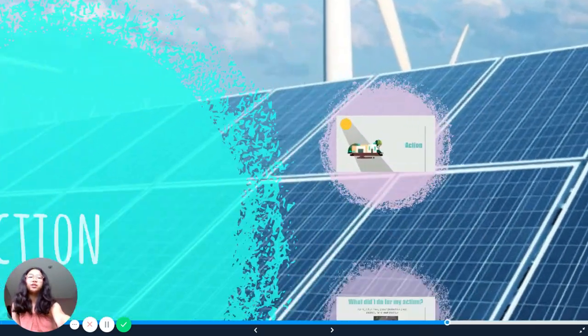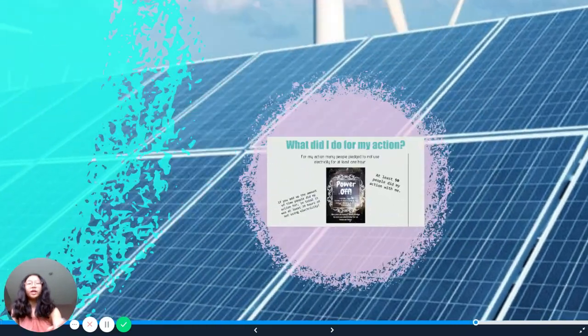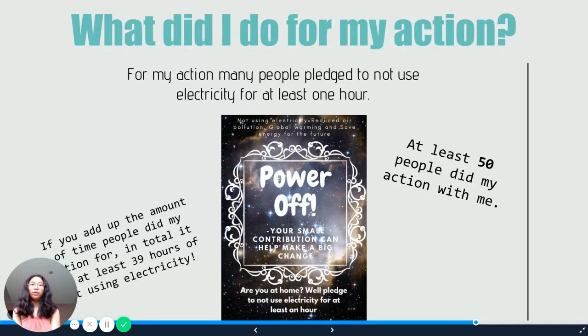For my action. So for exhibition, we all have to take action on something about our topic. So my action: many people pledge to not use electricity for at least an hour, or any sort of energy in general. So 25 households signed up. So at least 50 people did my action with me.